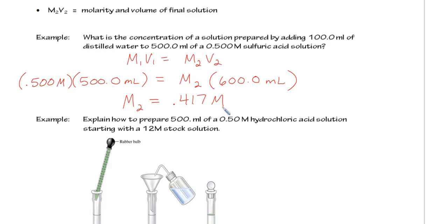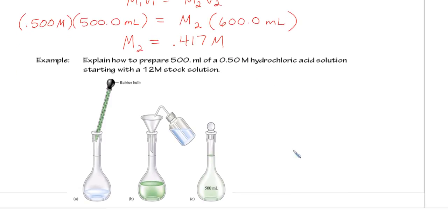Now let's say again we want to explain how to make a solution, a common question in free response problems. Explain how to prepare 500 milliliters of a 0.5 molar hydrochloric acid solution starting with a 12 molar stock solution. Awesome. Okay, so I know that I have a 12 molar solution to start with. I know what I want. But I don't know how much of that original solution to use. So that's usually where we're going to start out here. We can use our same equation.